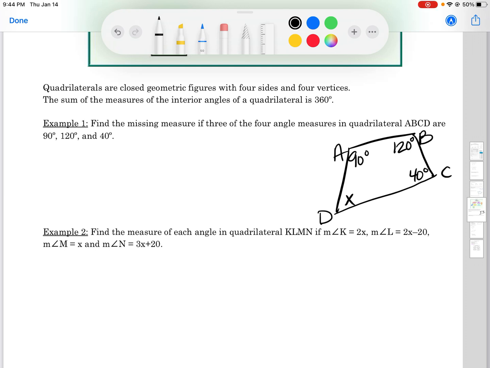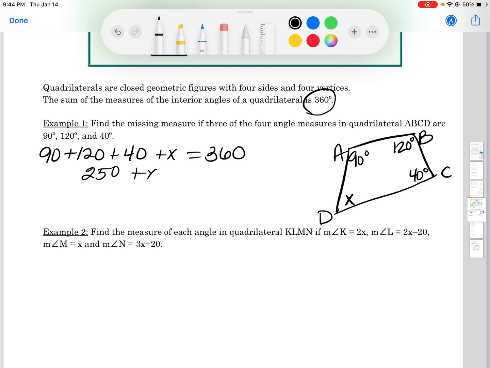Now we just said they all add to 360. So let's add them up and set them equal to 360. So we have 90 plus 120 plus 40 plus X is equal to 360. That adds to 250 plus X is equal to 360. So when I subtract, I'm going to get 110 degrees for my missing angle.